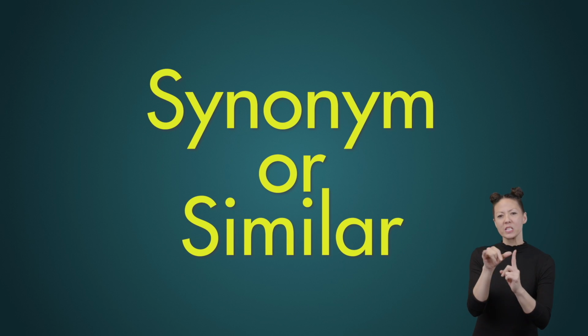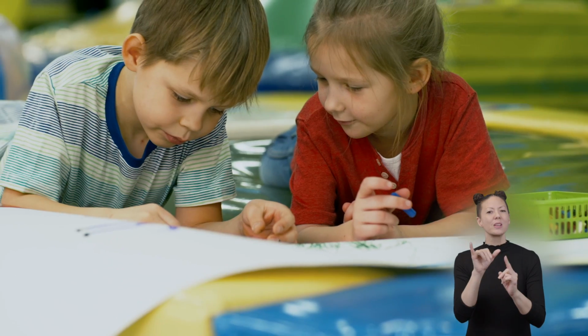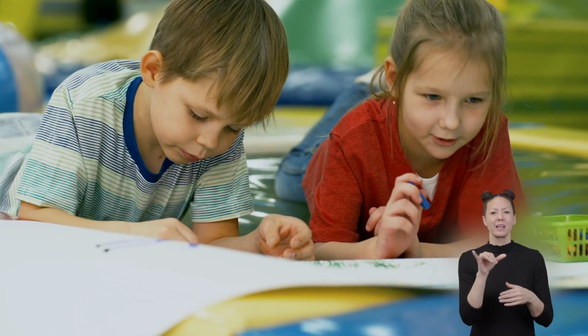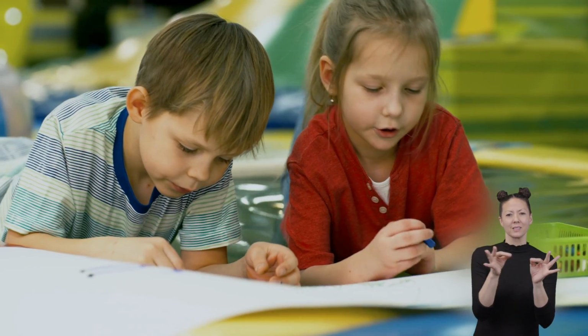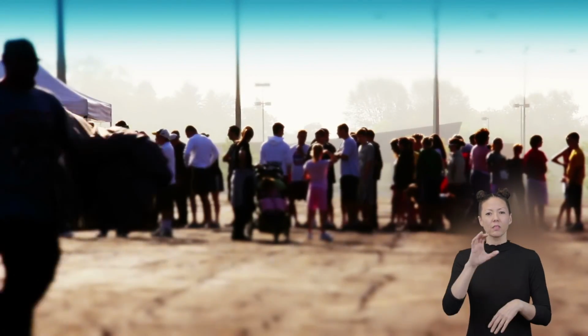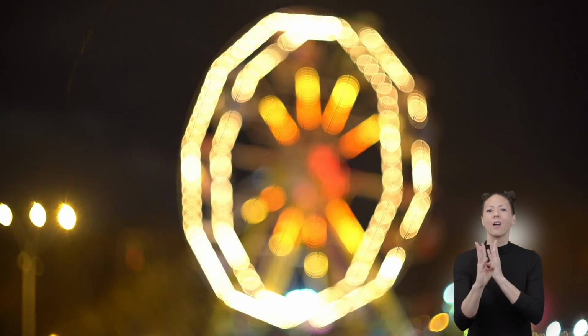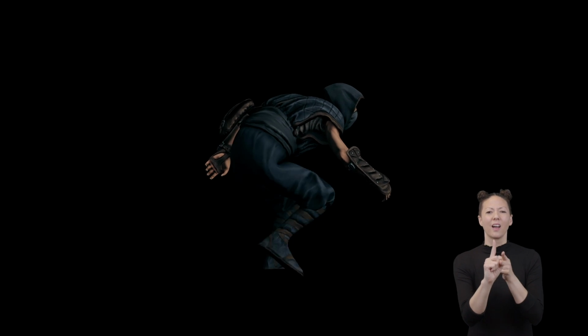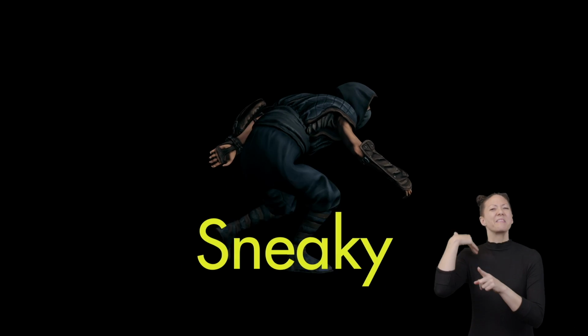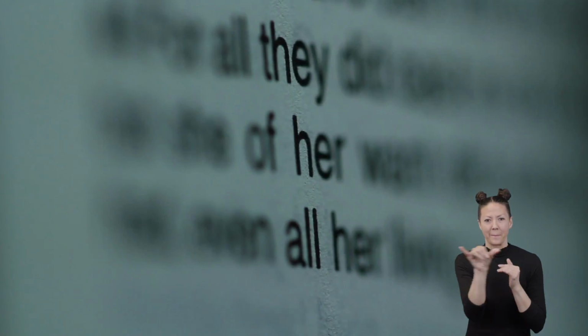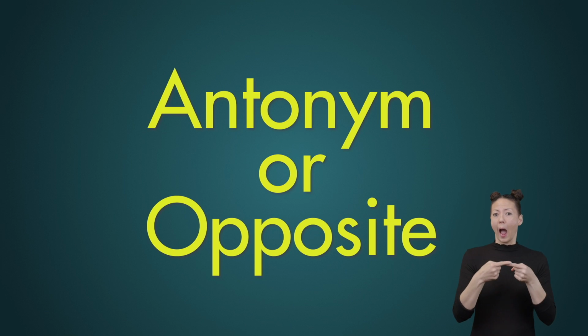Number 2, synonym or similar. This is when 2 words that mean the same thing are used in a sentence to help clarify meaning. Like in this sentence, the cunning man was so sneaky, no one saw him slip past the line onto the ride. A synonym or similar word for cunning is sneaky. Sometimes 2 similar words are used in the context of a sentence and can help you figure out the meaning of an unknown word.